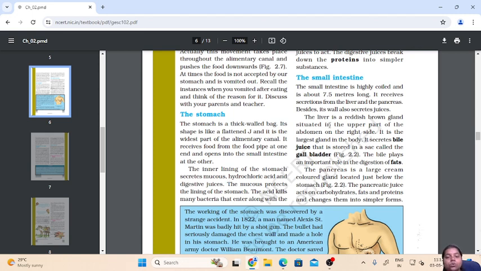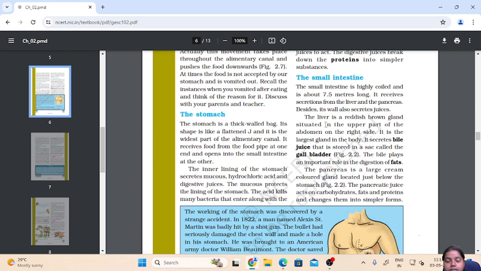Okay, so the stomach is a thick walled bag. The shape of the stomach is J shaped, and it is the widest part of the alimentary canal. The stomach receives the food from the esophagus and opens out into the small intestine, which is the next part of the digestive tract after the stomach. The inner lining of the stomach produces mucus, digestive juices, and hydrochloric acid.